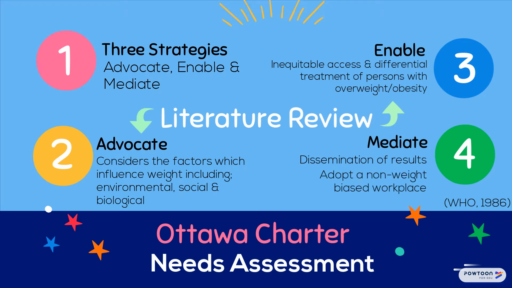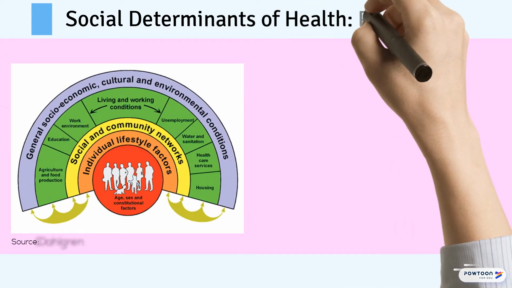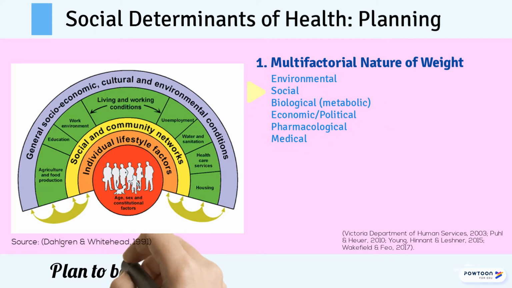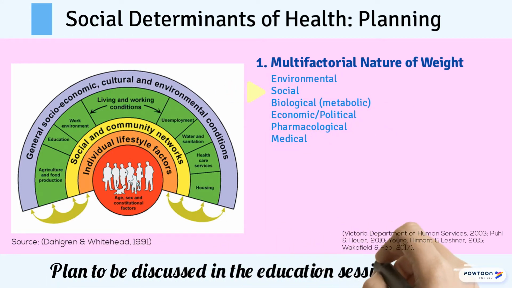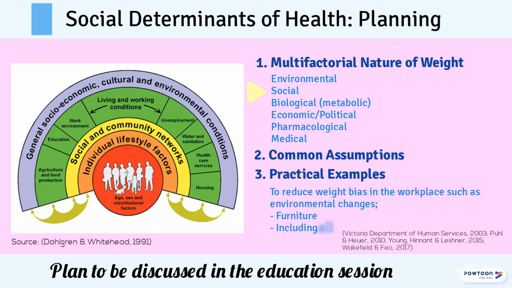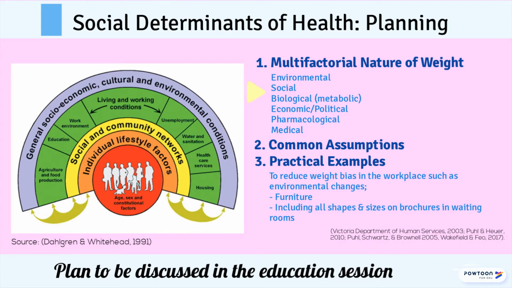Similarly, this concept also aligns with the social determinants of health, which takes into consideration the multifactorial nature of weight, and planning to discuss its influences in the education session, as well as highlighting the common assumptions towards weight and addressing these with the evidence. Practical examples of how exactly to reduce weight bias in healthcare will also be included in the presentation, such as environmental changes. By addressing the social determinants of health in the education session regarding weight, it seeks to encourage a supportive community at Castlemaine Health, inclusive of individuals of all shapes and sizes.